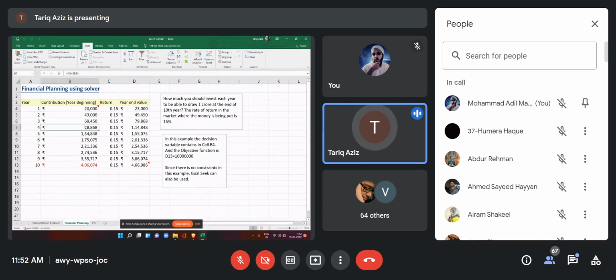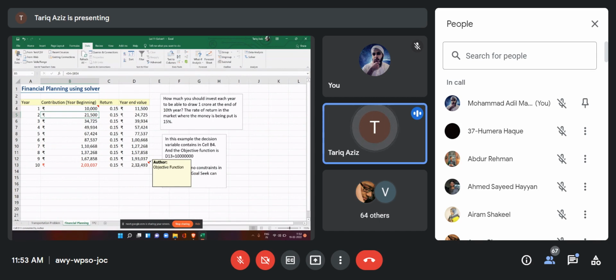So I have entered this initial investment. Say, for example, our initial investment is 10,000. Then our corpus at the end of the 10th year will be 2,33,493, which is the objective function. This is our input or decision variable, the amount of investment that we will make every year. And this is our output or objective cell, which contains the corpus at the end of the 10th year.